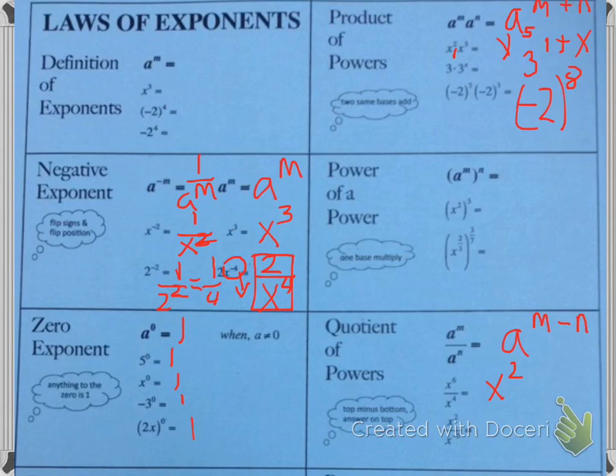X to the 2nd divided by x to the negative 5th, it would be x, it would be 2 minus negative 5. And I wanted to write this one out because I have two negatives. I have a minus and I have a negative. So what happens if you have a minus and negative? They turn into a positive. So this would be x. 2 plus 5 is 7. So x to the 7.